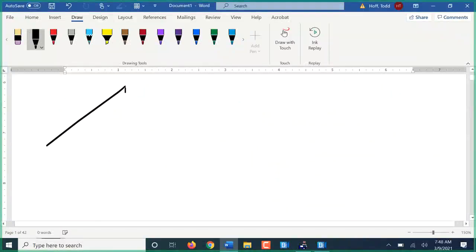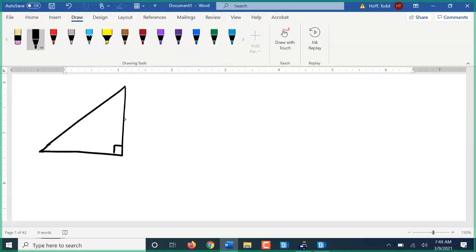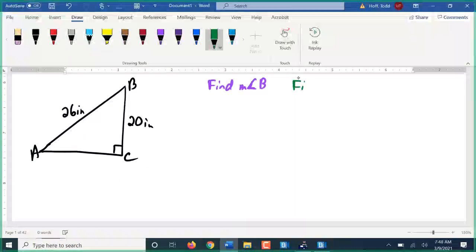We might have a situation like this, where I might tell you that this is 20 inches and this over here 26 inches. And I want to find the measurement of angle B. So that little M is just saying measurement of angle B. To be honest, most of the time I would just say find B. You know it's an angle.